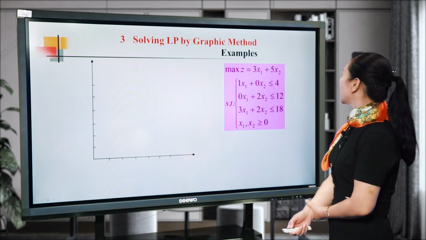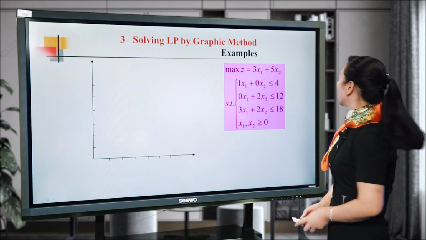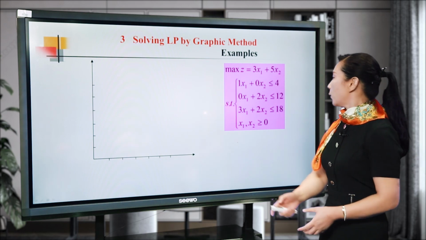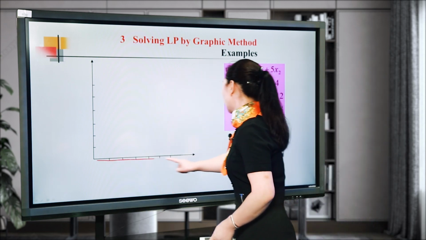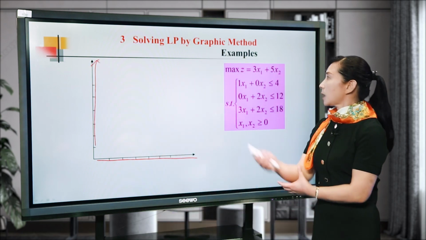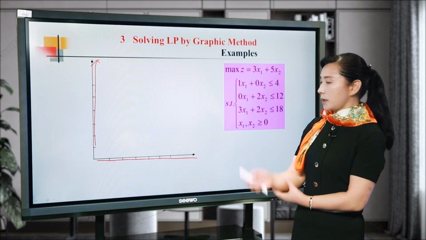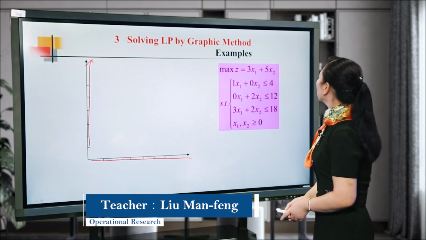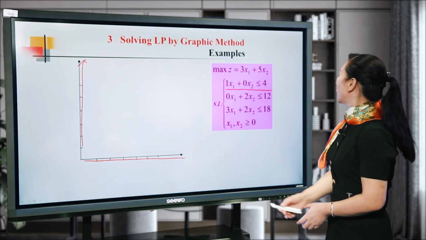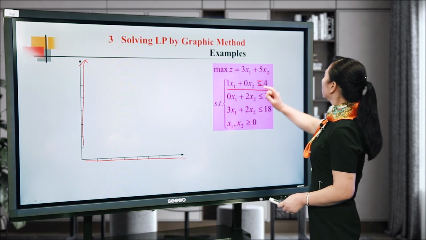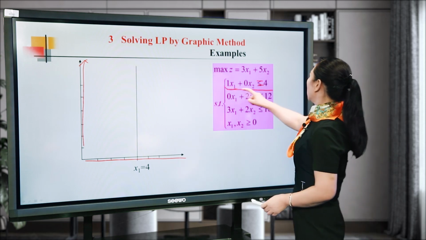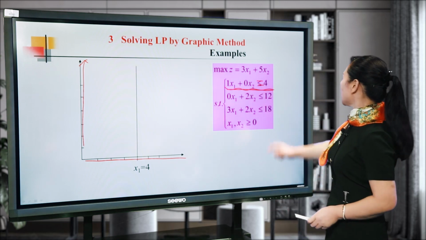If we need to solve this LP problem by the graphical method, step one is we draw the X and Y axes, and they construct the coordinate system. And then we draw each constraint line. We set this equal to 4, and we draw this line. This line is this equation.